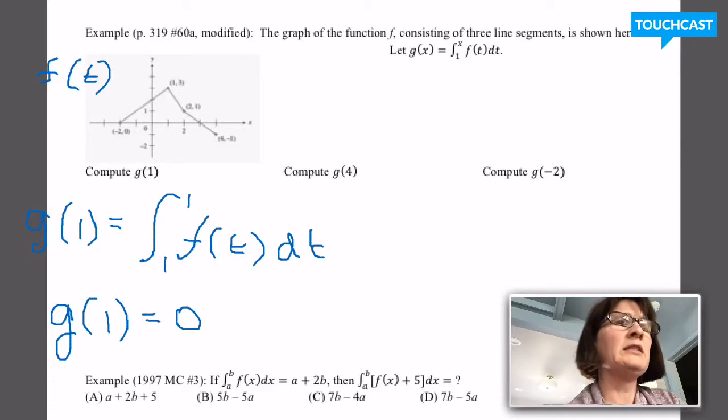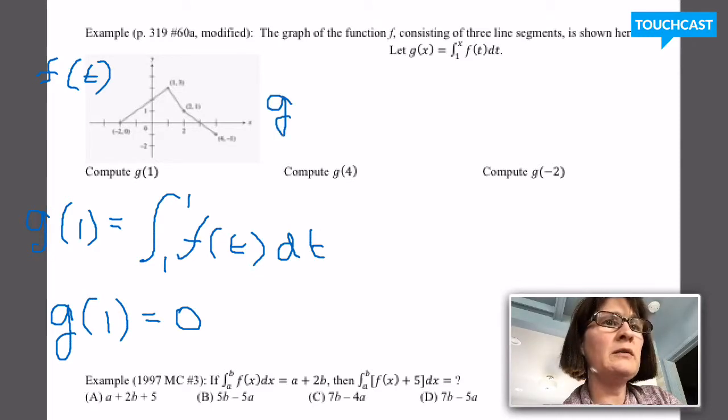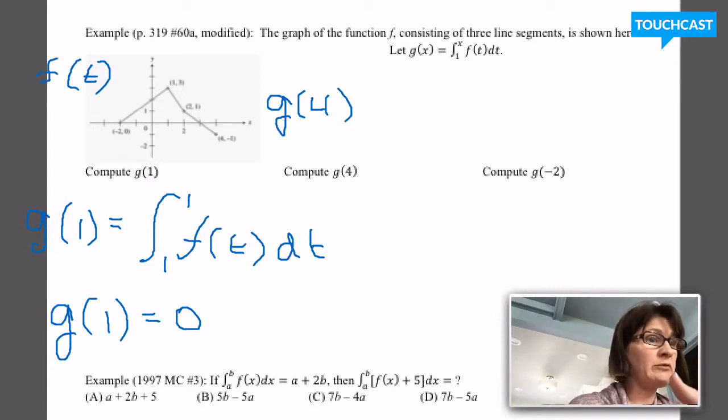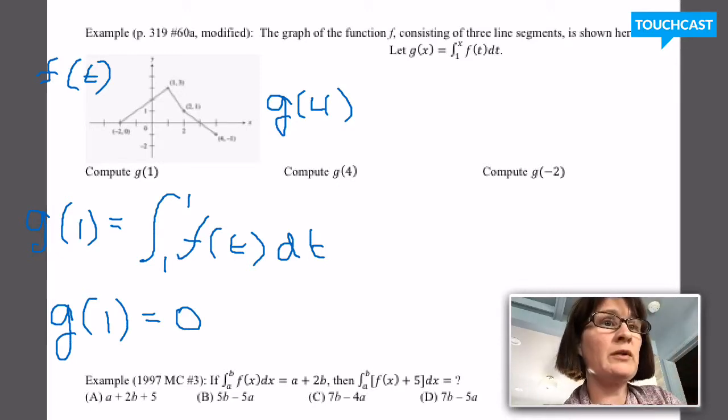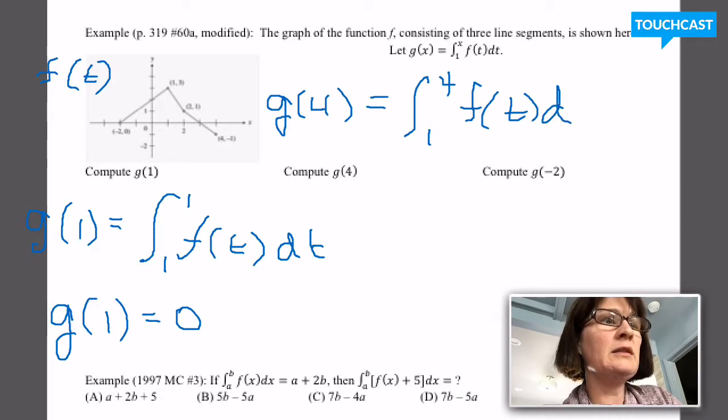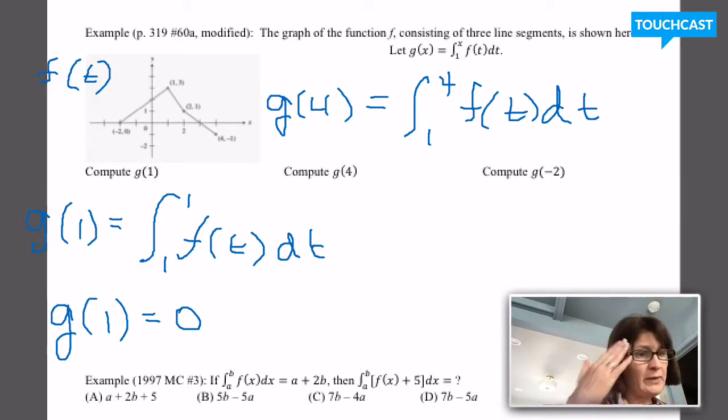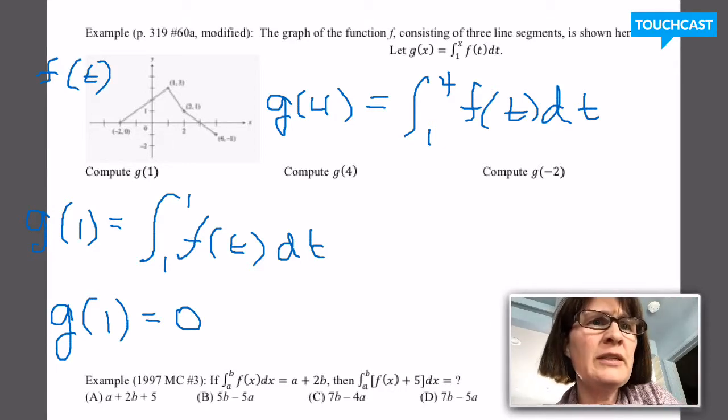I'm going to come up here. To find g of 4, for letter B, I'm going to take my g function and replace the x with a 4. That's going to be the integral from 1 to 4 of f of t dt. We have to go back to our understanding of what a definite integral is. This means find the area under the f curve between 1 and 4.